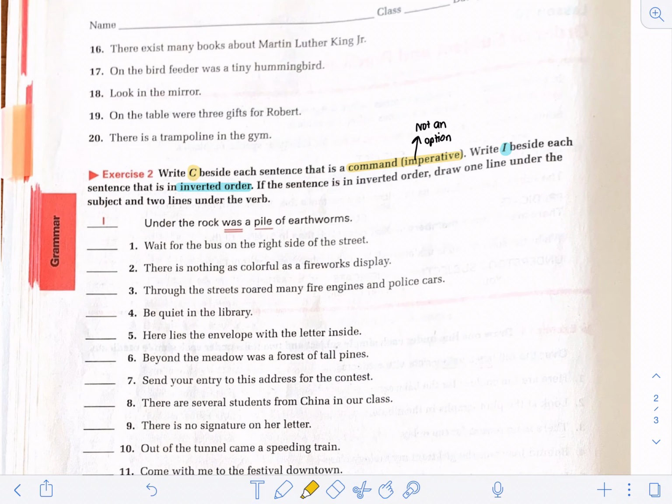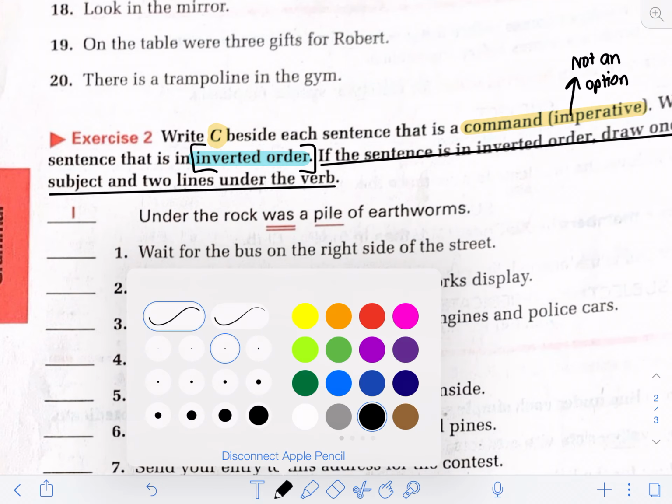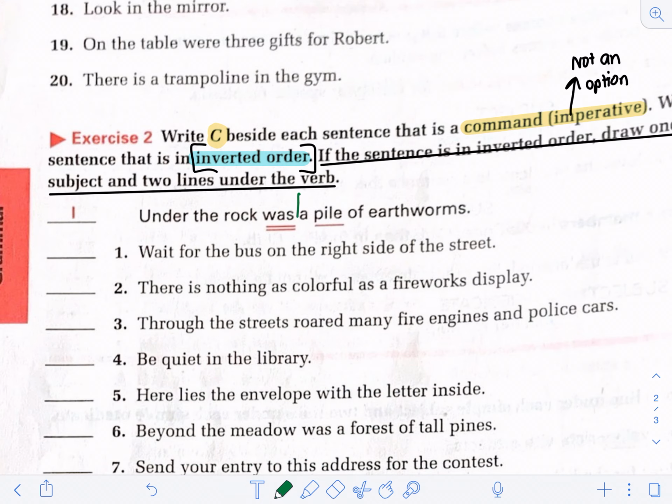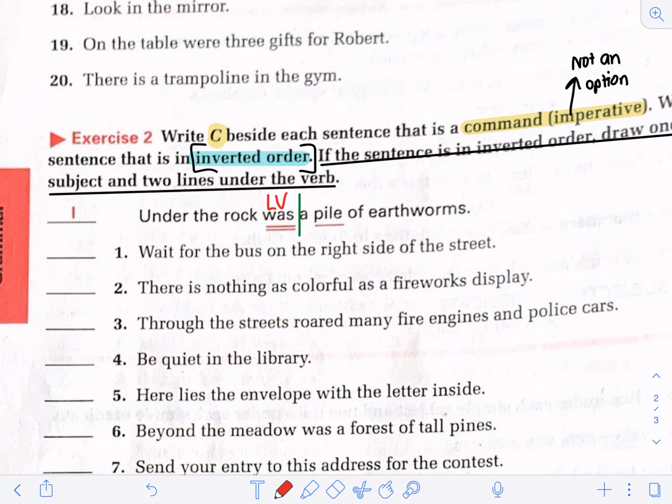If the sentence is in inverted order, draw 1 line under the subject and 2 lines under the verb. So there is a second step if it's inverted. Just draw a little bracket here so you remember. The sample says, under the rock was a pile of earthworms. We have was as our verb and pile as our subject. The verb came first, so it's inverted order. So I would write an I on the blank.